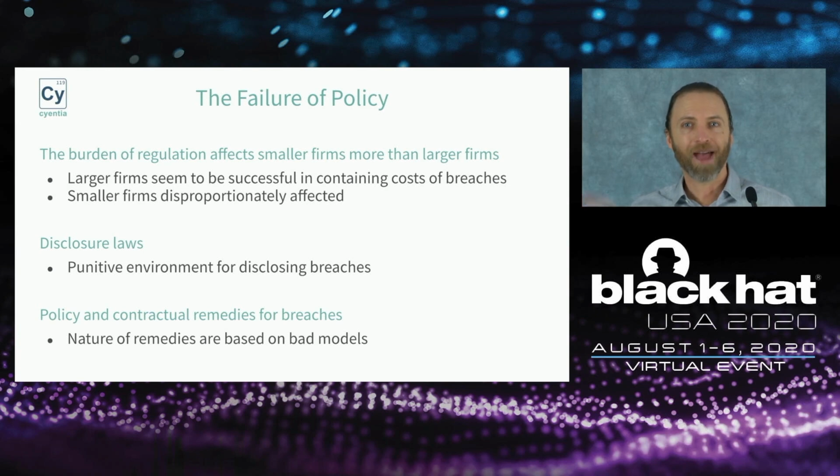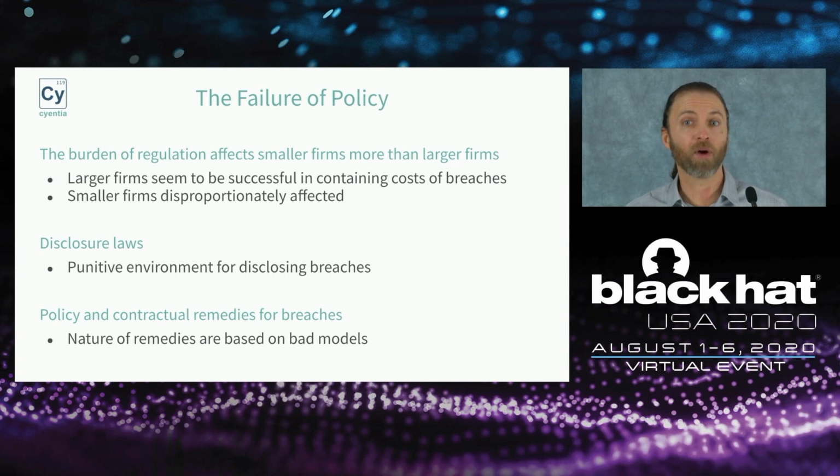So first, a little hat tip here to Doug Hubbard's The Failure of Risk Management and How to Fix It. We'll talk about the failure of policy and how to fix that. First of all is the realization that the burden of regulation affects smaller firms much more than it does larger firms. Larger firms can afford dedicated security staff, they have more legal staff, they can afford the more big-ticket enterprise-level control work that's out there, and they can be very successful.